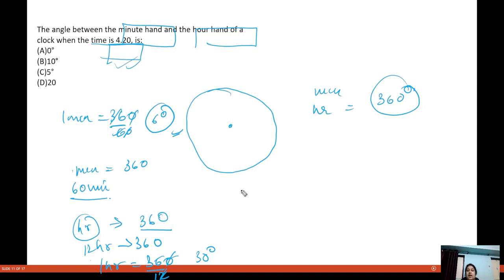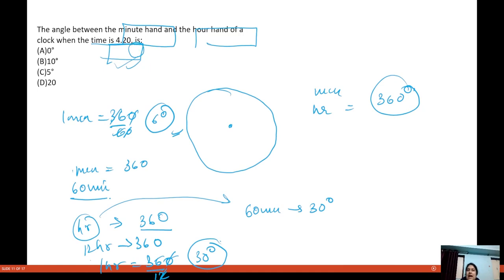Yes, 30 is fine, because we know 12 hours. So in 1 hour, the hour hand is traveling 30 degrees. So that means in 60 minutes, the hour hand is traveling 30 degrees. We have to convert this also into minutes, then only we will be able to calculate it. Or we can do it directly also. We can do this by two methods. First let us see this method.